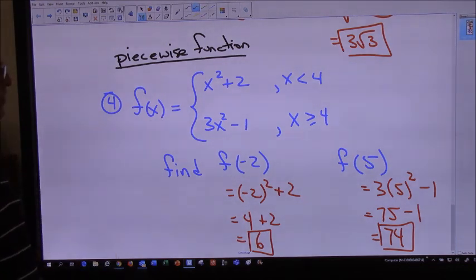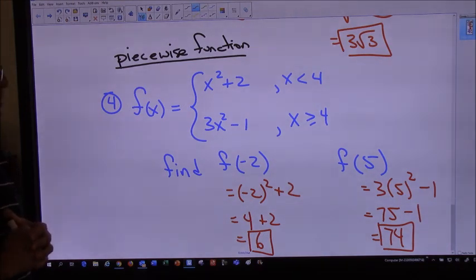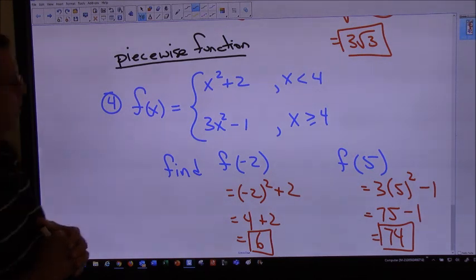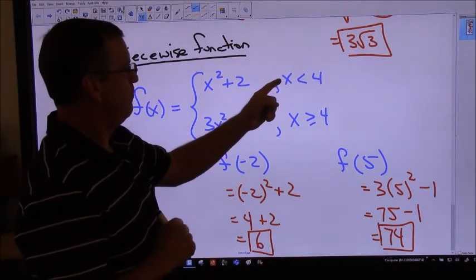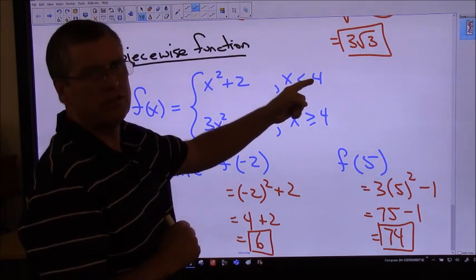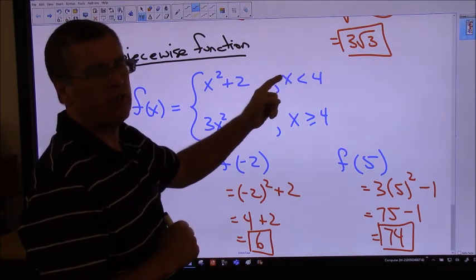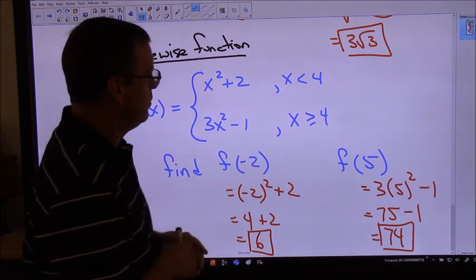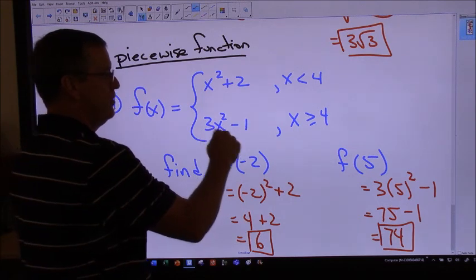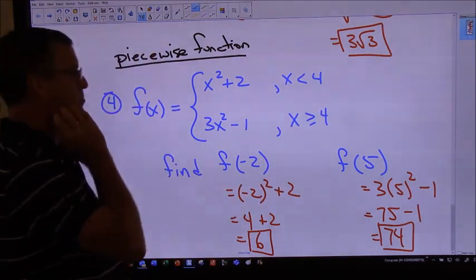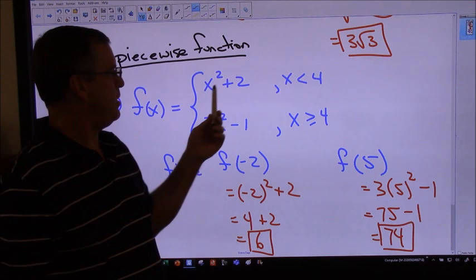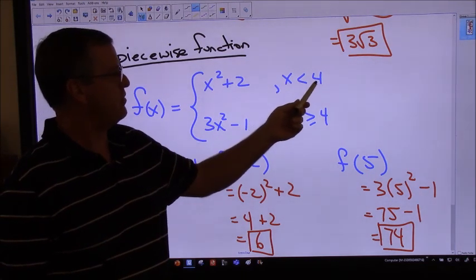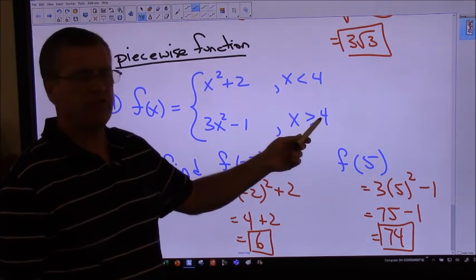What if it said, find f of 4? Which one do you plug it into? First or second piece, or both? Well, according to this, 4 is not less than 4. I'd get a false statement here, so I don't want to use the first piece. 4 is greater than or equal to 4, so this is the one you would use. It's pretty rare that you would have a piecewise function where maybe this is x is less than 2, and here x is greater than or equal to 4.